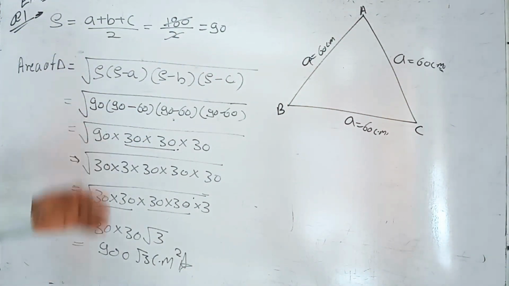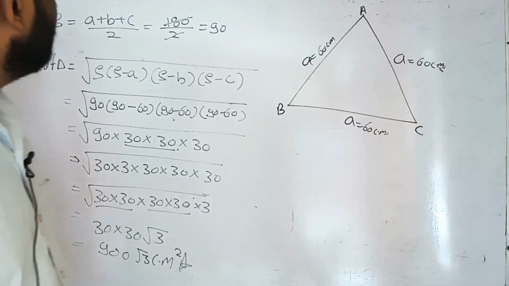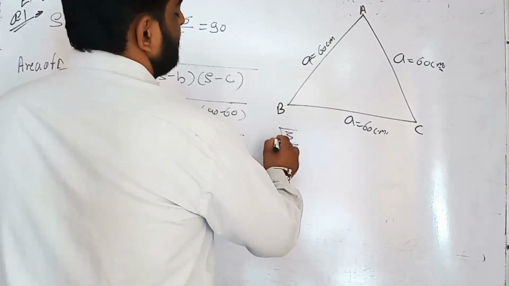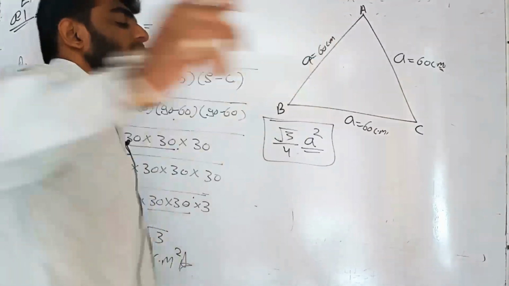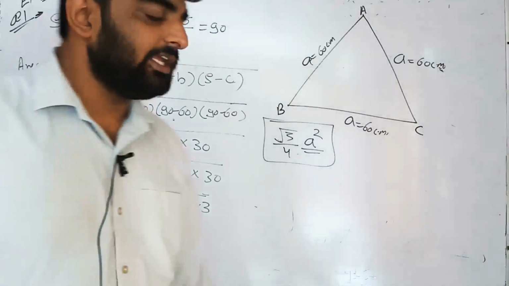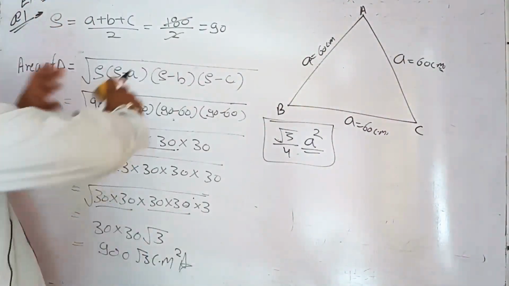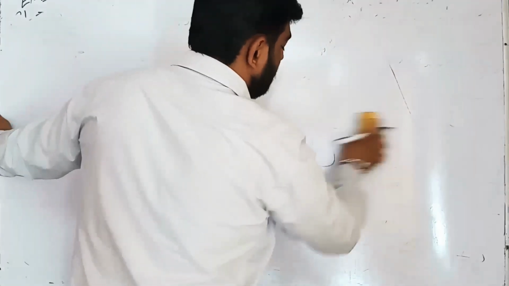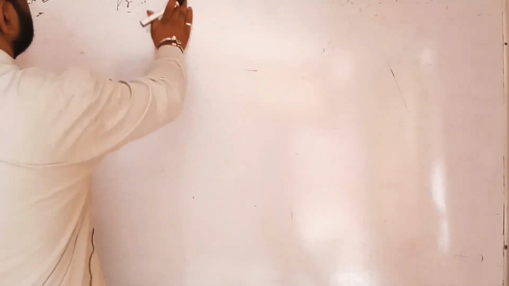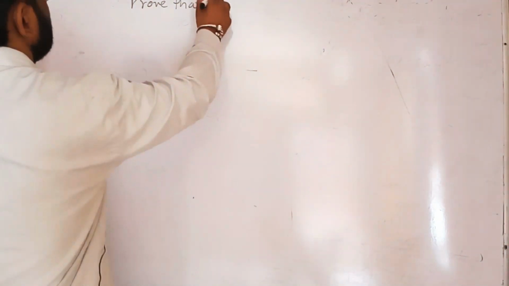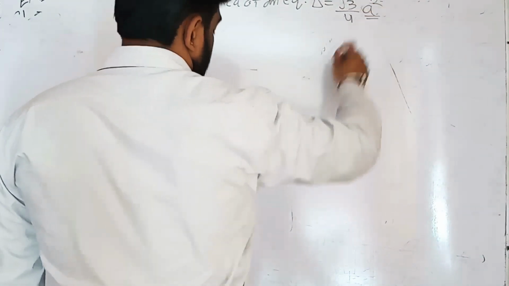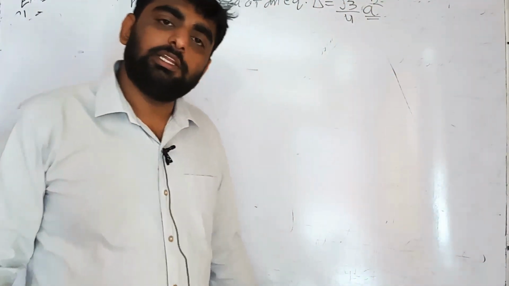So the area of an equilateral triangle by Heron's formula is the same as root 3 upon 4 a square, where a is the side. How do we find that the area of an equilateral triangle is root 3 upon 4 a square? We first have to verify it, that is, prove that the area of an equilateral triangle equals root 3 upon 4 into a square.